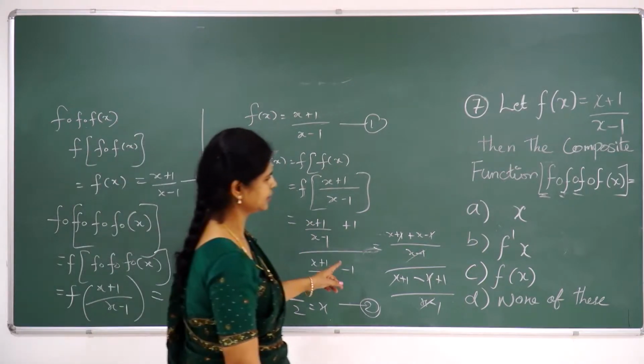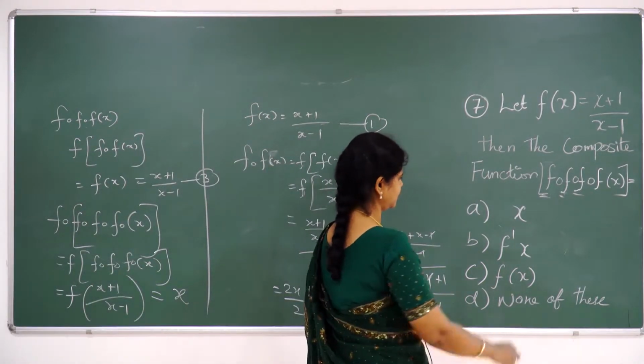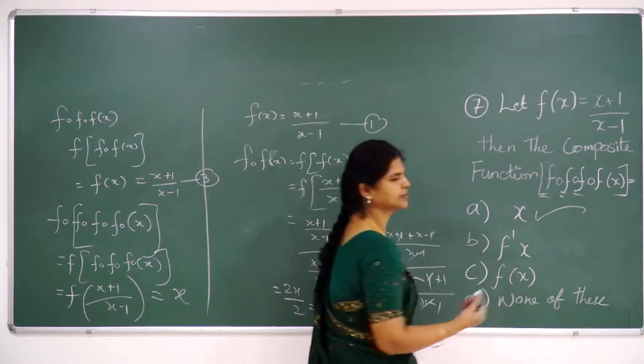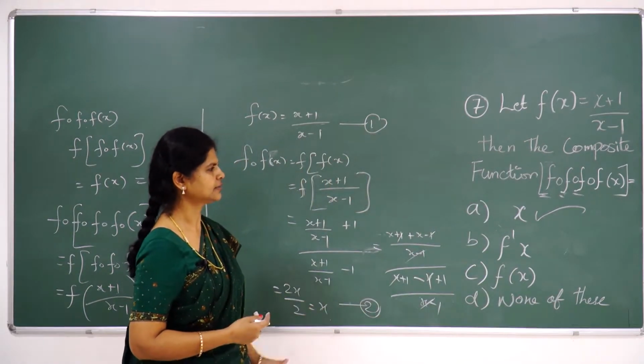Which option are you getting? This is option number 4. A is the correct answer. So the composite answer is x.